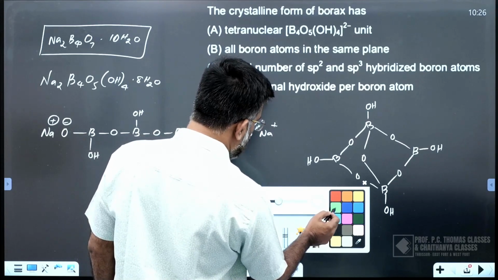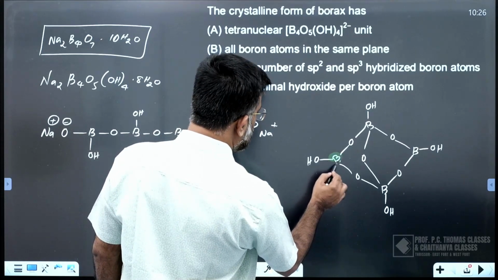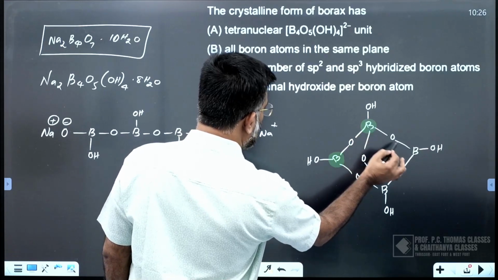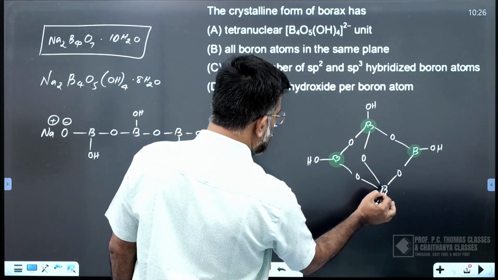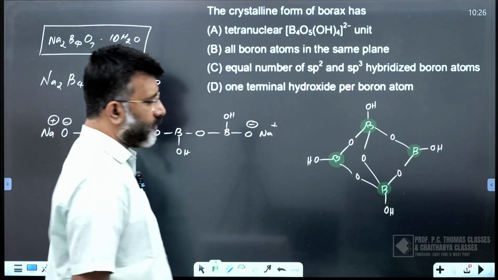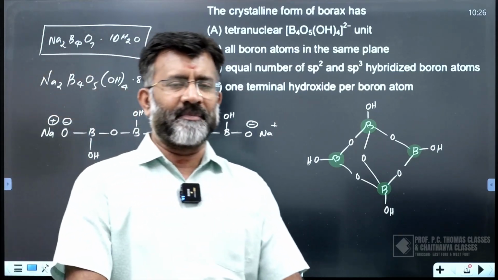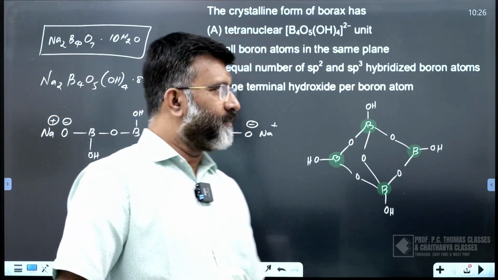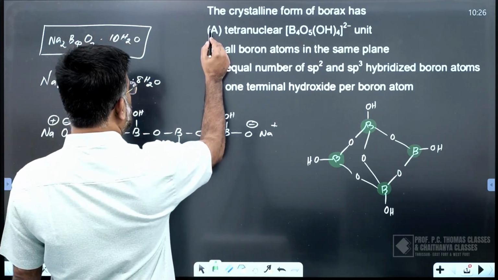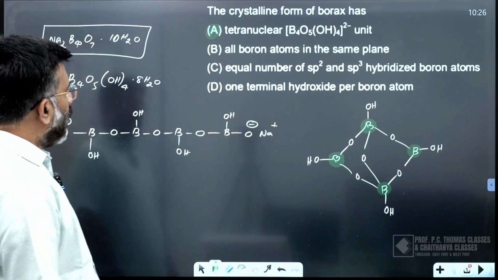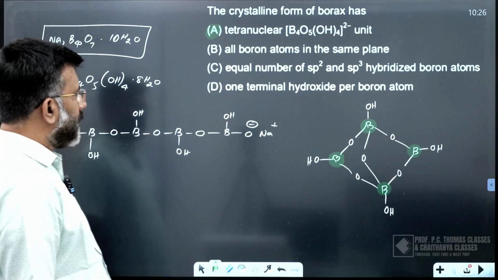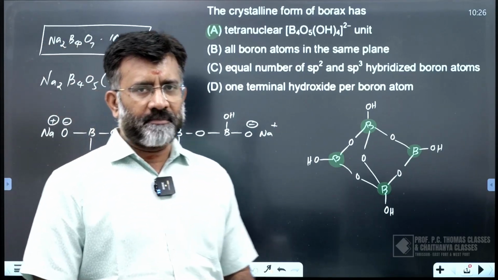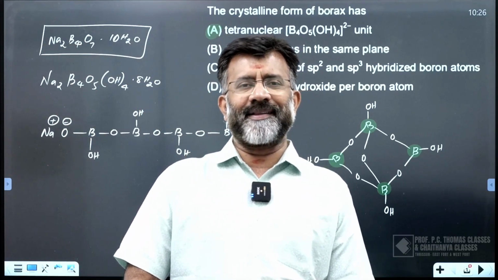There is a tetranuclear unit. This is nuclear center 1, nuclear center 2, nuclear center 3, and nuclear center 4. Tetranuclear system based on the boron center. Option A is the correct answer. All boron atoms in the same plane? No, they are not in the same plane.